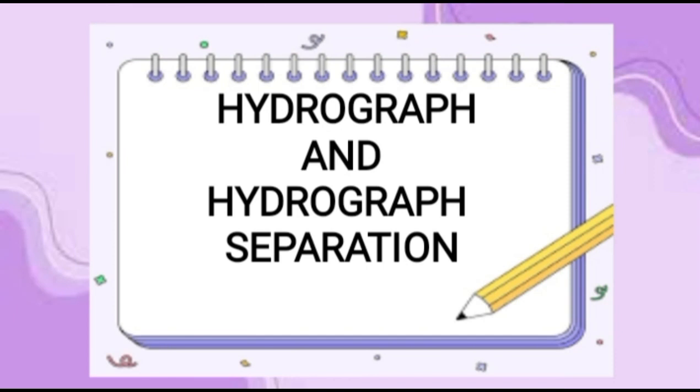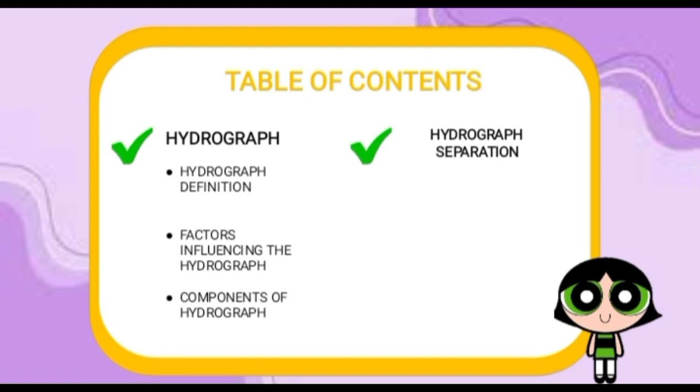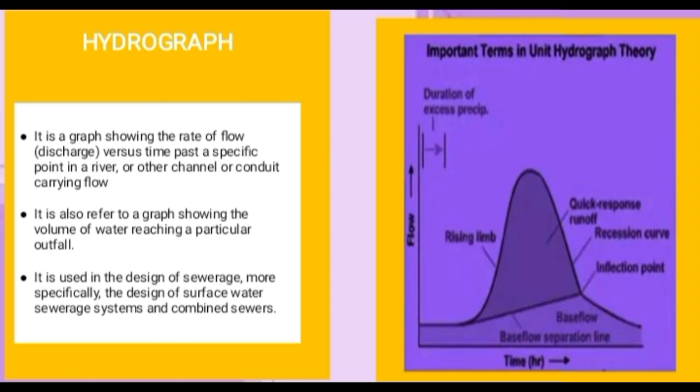For the second topic, it is the hydrograph and the hydrograph separation. First, let's define what a hydrograph is. It is a graph showing the rate of flow versus time past a specific point in a river or other channel or conduit carrying flow. It is also referred to as a graph showing the volume of water reaching a particular outfall. It is used in the design of sewerage, more specifically the design of surface water sewerage systems and combined sewers.